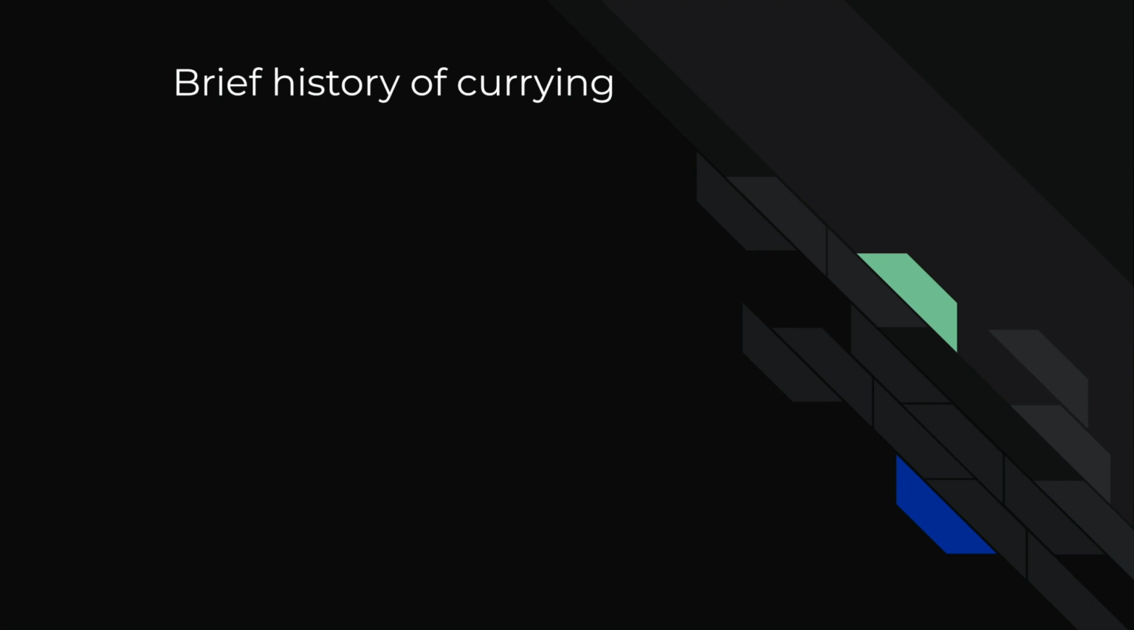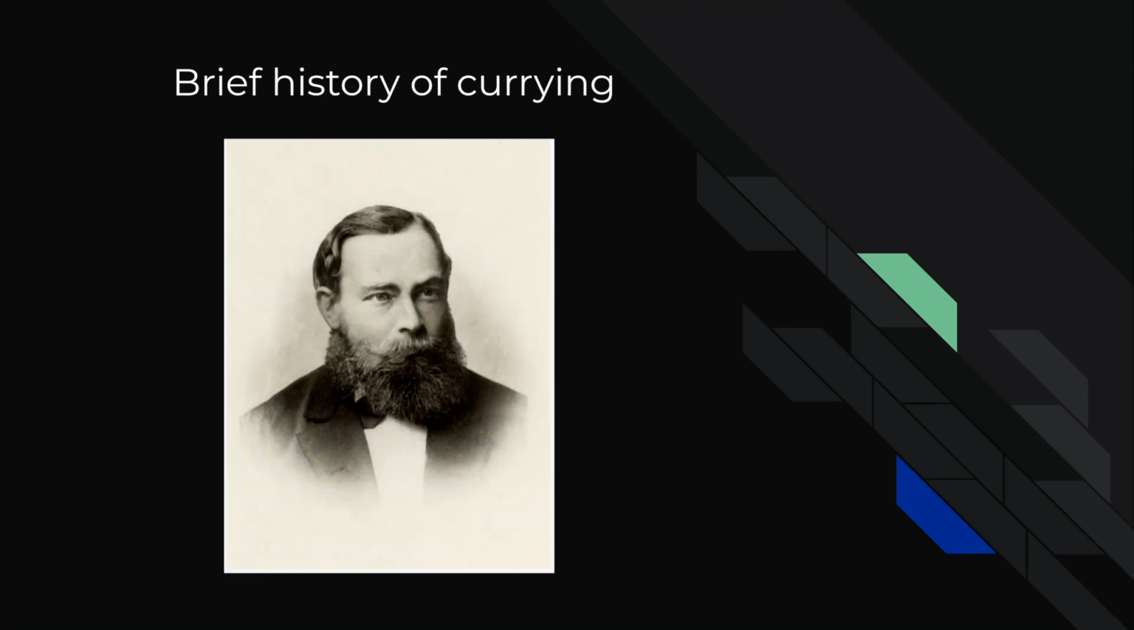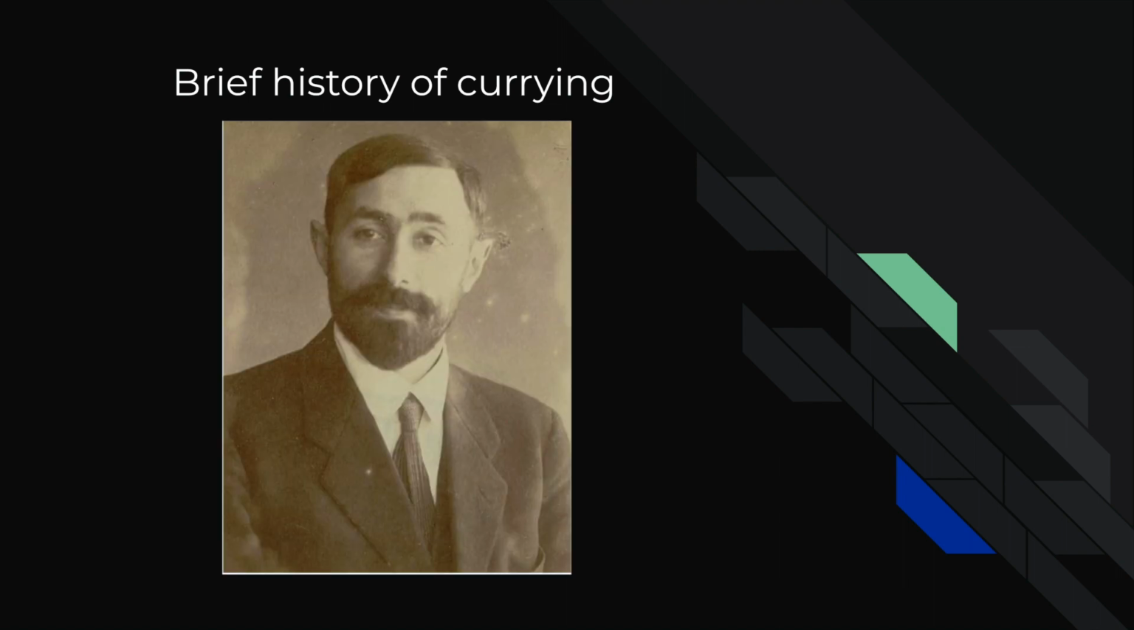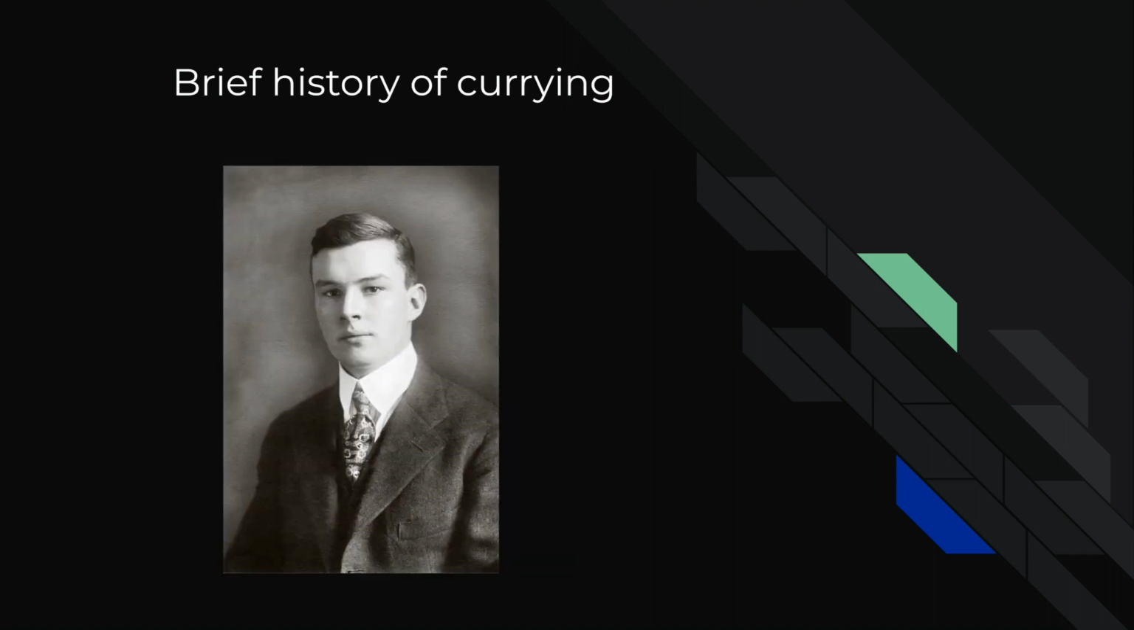Let's talk about the brief history of currying. Currying was first introduced by Mr. Gottlob. It was then developed by Mr. Moses, and it was then further developed by Haskell Curry. The word curry in currying is a reference to him, and he is also the person after whom the famous functional programming language Haskell is named. All these three individuals were logicians and mathematicians.